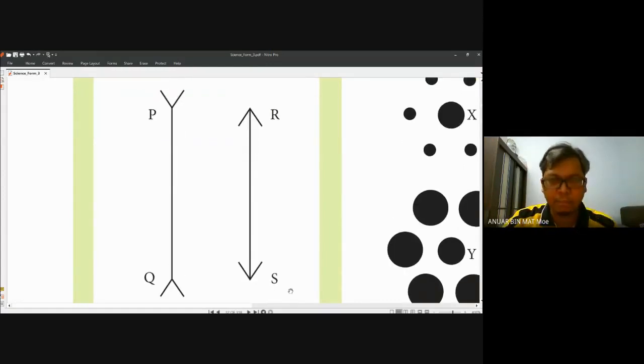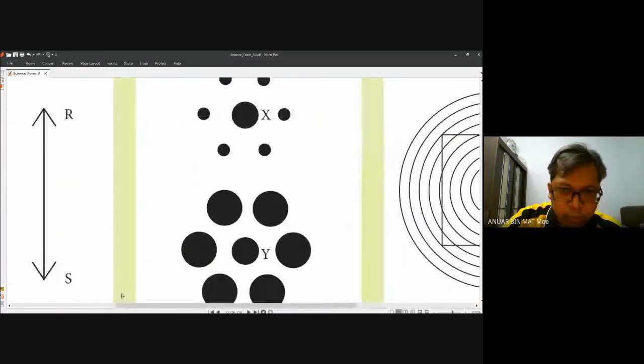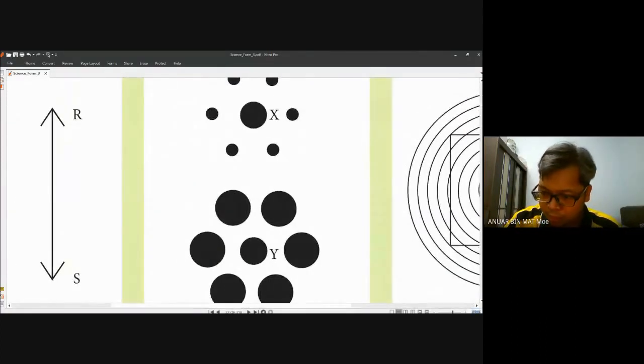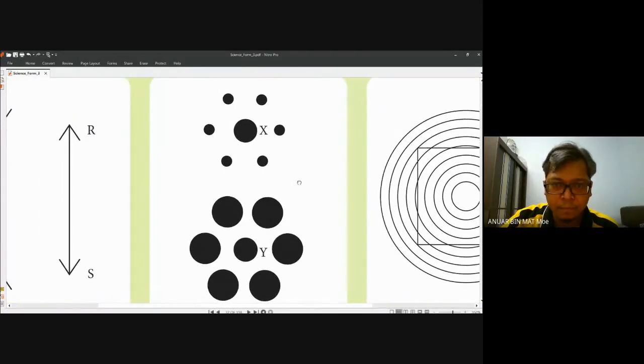This is example number one. You go to example number two, the picture next to it. I will try to zoom it. And this is the second picture between X and Y.